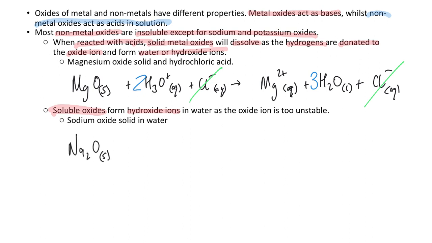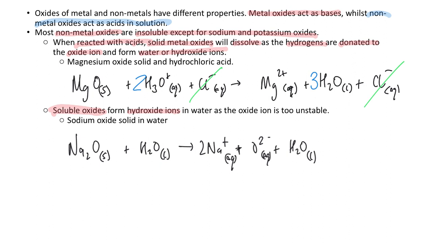Sodium oxide solid plus a little bit of water. So that's going to dissolve and form the Na+ and O2-, and 2 of those, right? And some water. This is just showing that it splits, and then it's immediately going to have the hydrogen from the water donate itself to that O2-, and you're going to end up with an Na+, because that's always there.